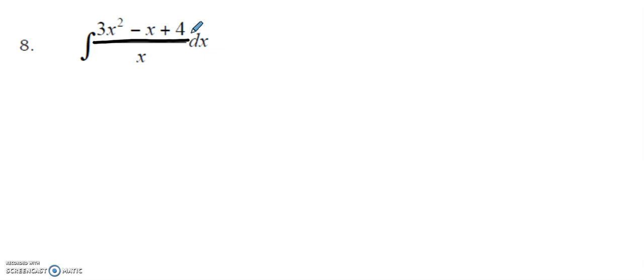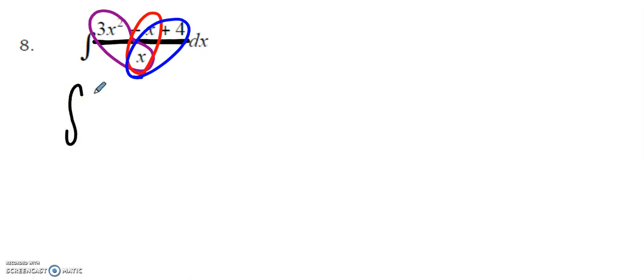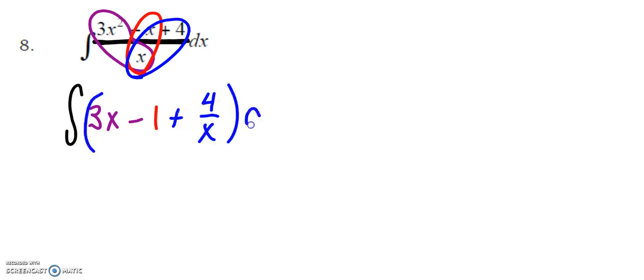So our last thing that we want to try is, what does this bar tell you? It tells you to divide. Well, this is a monomial on the bottom, which means my division is actually super quick. So this will become the integral of 3x squared over x, which is just 3x, minus x over x, which is 1, plus 4 over x, dx. I can integrate each piece.